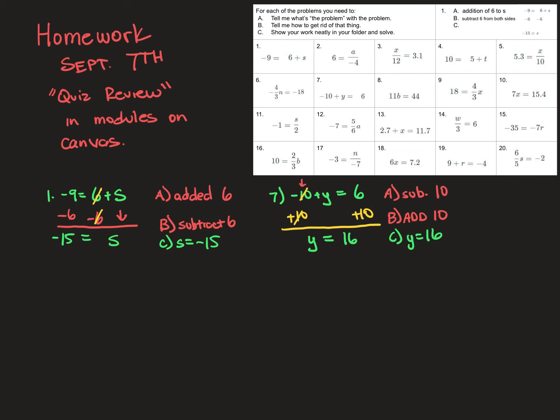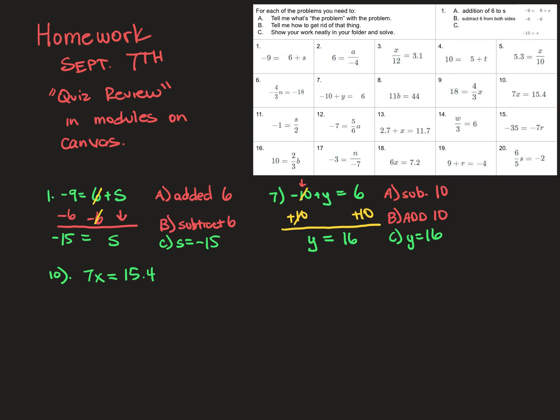So I'm doing my A, B, and C. I'm acknowledging what the problem is doing to try to trick me and what I'm going to do to fix it. Okay, let's see if we can find a multiplication one. Okay, number 10. 7x equals 15.4.